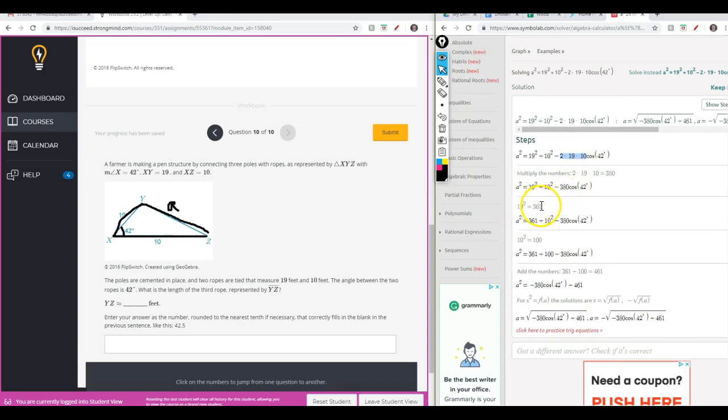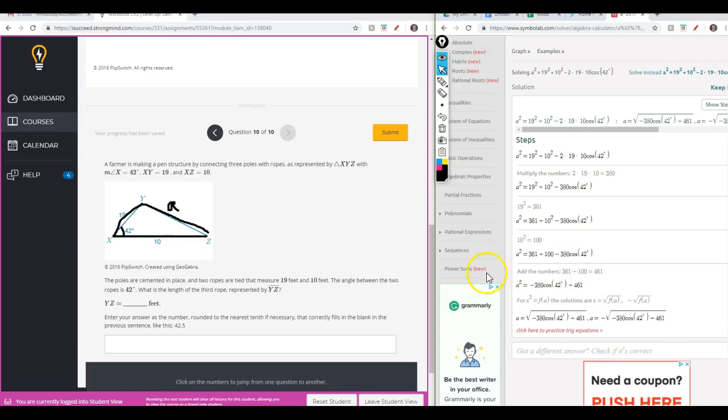19 squared is equal to 361. So that's how they went from 19 squared to 361 right there. 10 squared is equal to 100, so that's how they went from 10 squared to 100 right there. Then we add these numbers, 361 plus 100 equals 461, and that's how they ended up with the 461 right there. They used the commutative property to switch these places, which is okay. You can do that. You could also just leave it as 461 minus 380 cosine of 42 degrees.